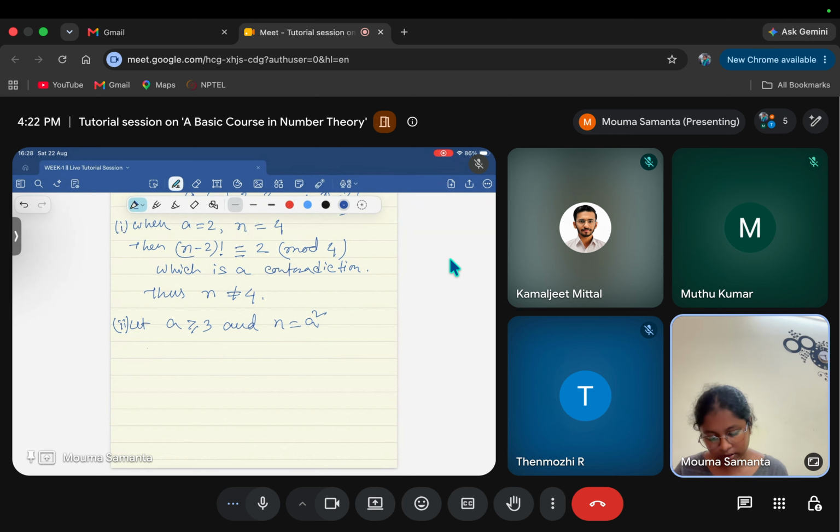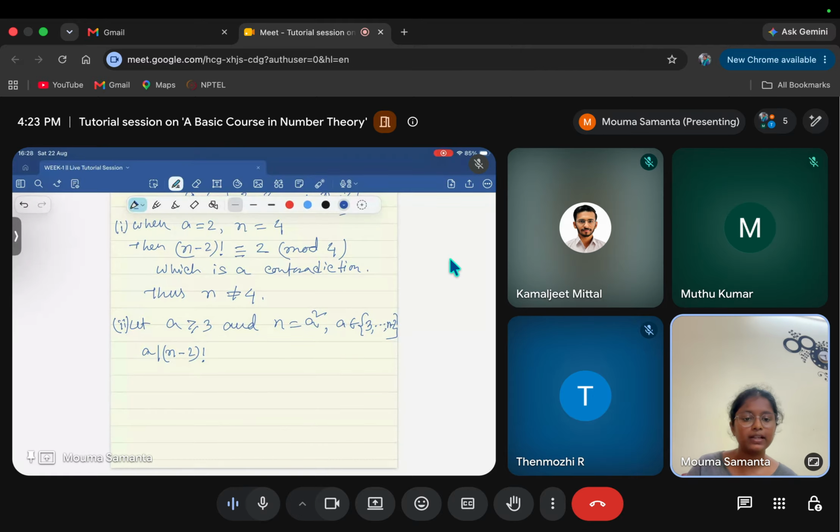Now n minus 2 factorial consists of which terms? Where does a belong? a belongs to, since a is greater than or equal to 3, we can write 3 up to n minus 2, right? So a belongs to this set, 3 up to n minus 2. Now since a belongs to this set, a divides n minus 2 factorial.